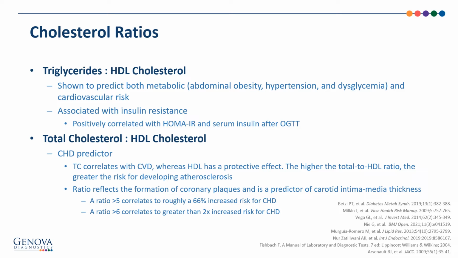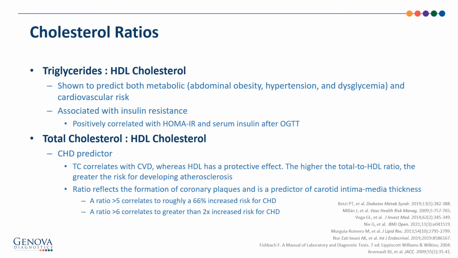Multiple epidemiological studies have shown that lipoprotein ratios have a greater correlation with cardiovascular disease and are a better predictor than the individual lipid markers themselves. So let's go ahead and look at the triglycerides to HDL cholesterol ratio. It's shown to predict metabolic and cardiovascular risk. It positively correlates with HOMA-IR and serum insulin after an oral glucose tolerance test.